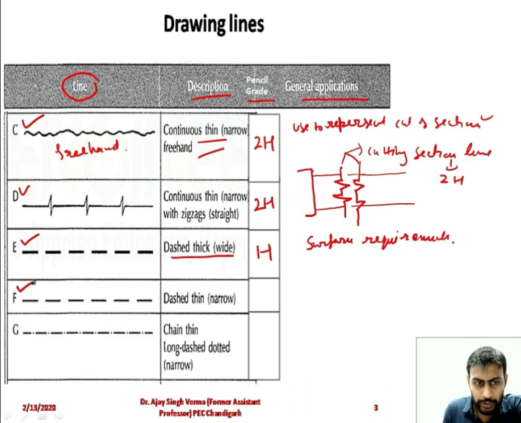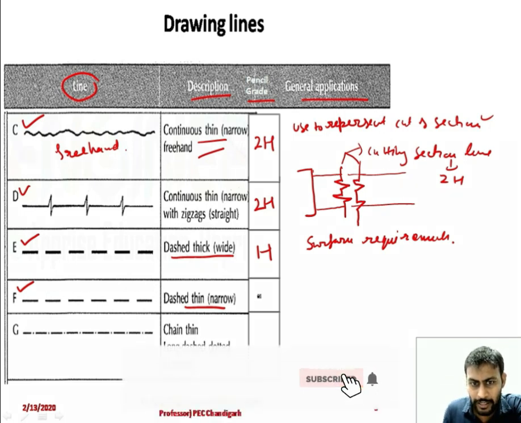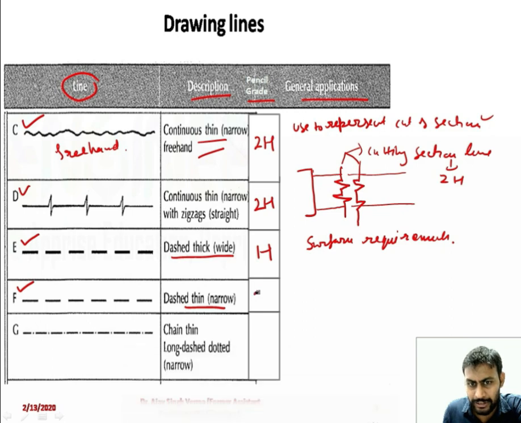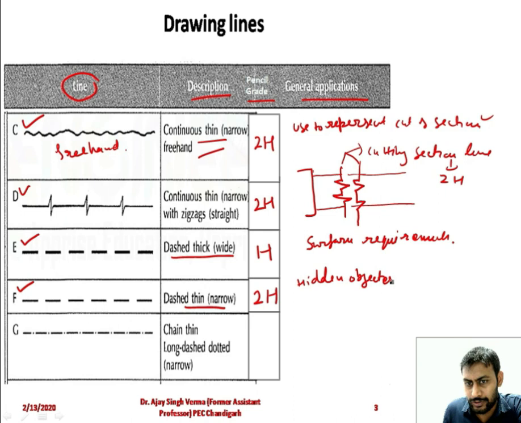Next is your F type line. F type line is a dash thin narrow line, or you can say the hidden lines can be drawn with the help of the F type line, and these hidden lines will be drawn with the help of the 2H pencil. So hidden objects and edges are drawn with the help of the F type line. This is also known as a dotted line.